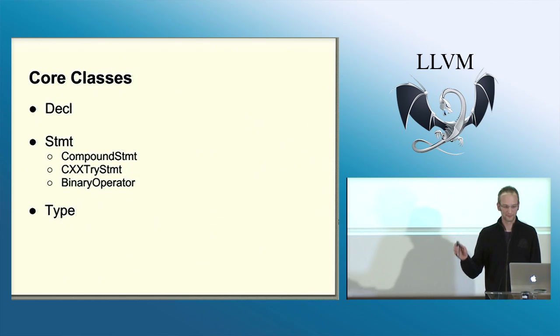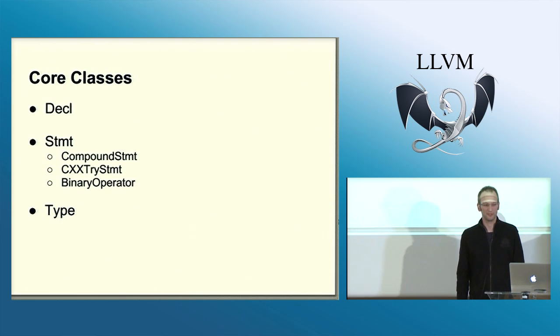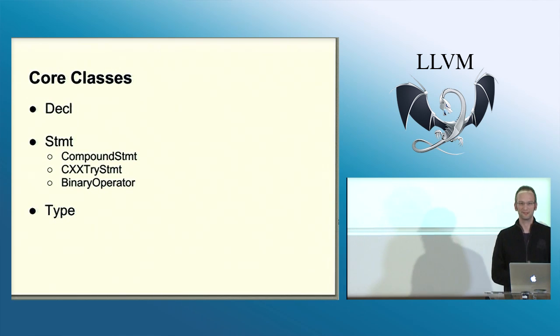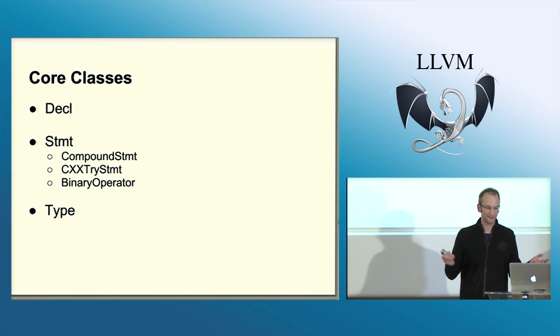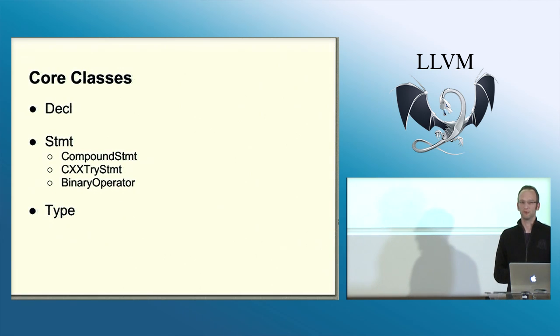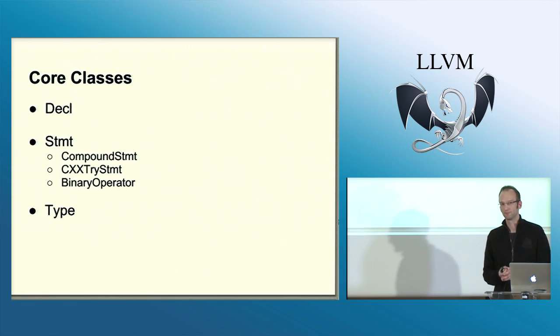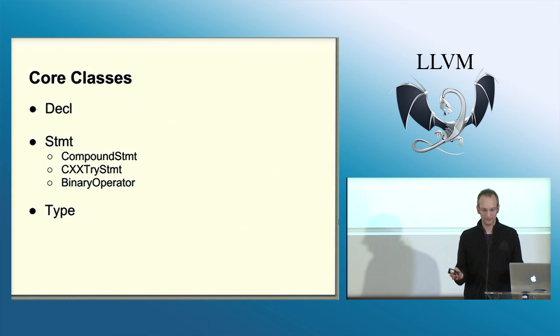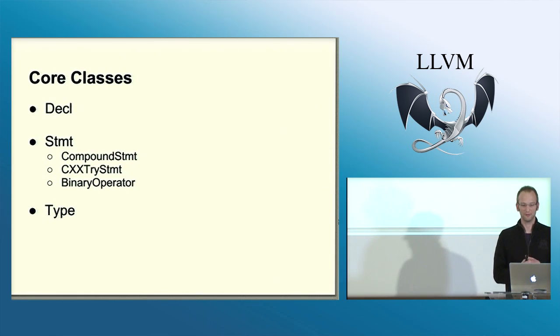Then statements. Let's look at some common types of statements. The compound statement, the most basic statement you can get. You have things like a C++ try statement, and you have a binary operator. A binary operator is an expression. In the Clang AST, expressions are statements.